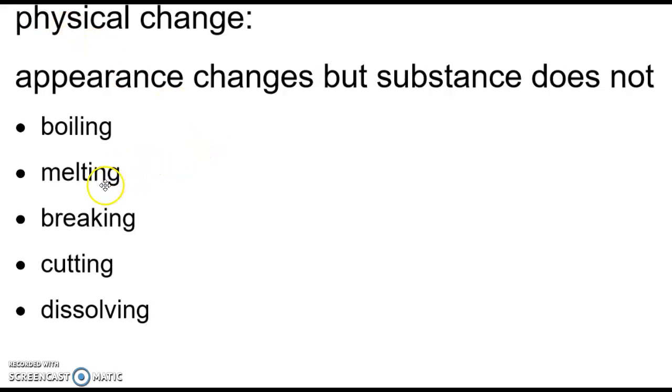So some examples of this, melting and boiling. So if we take the example of ice. So ice is just frozen water. So if you melt ice, it's still water. And if you freeze the water, it's still H2O. You're not changing what it is. If you boil the water, it goes into the air and becomes water vapor. So it's still water. It's still H2O, even though it looks totally different.